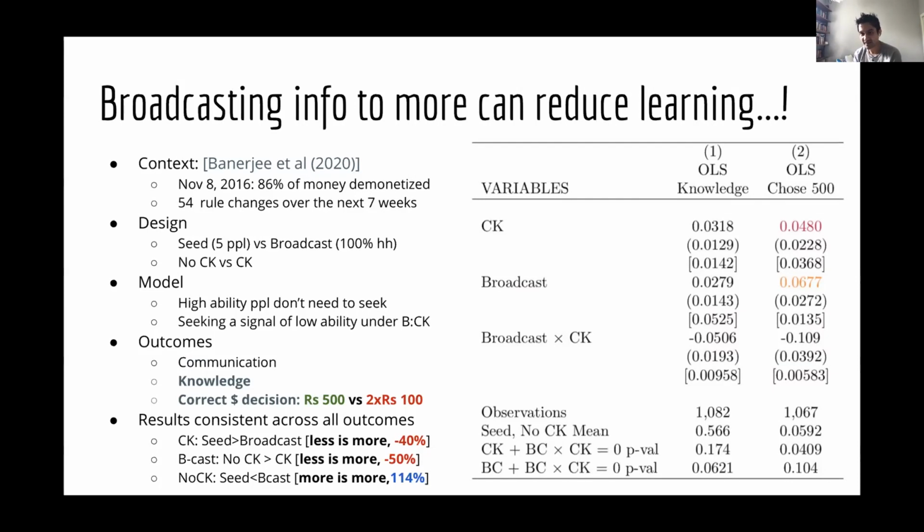And what we find is that if you seed more people under common knowledge, you have a 40% drop in the rate of taking the 500 rupee note. If you add common knowledge to a broadcast strategy, you have a 50% drop in the rate of taking the 500 rupee note. But if there's no common knowledge, what you expect will happen: as you tell more people, you have more correct decisions. So this matters, and this isn't just about communication, but it shows that learning actually operated severely through the social aspect, where people conversed and the conversations added value, right?